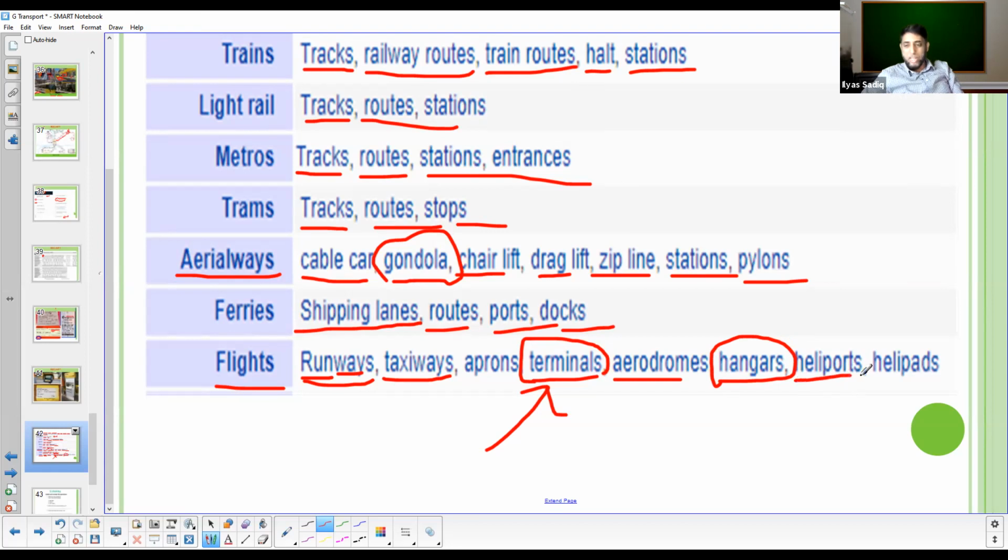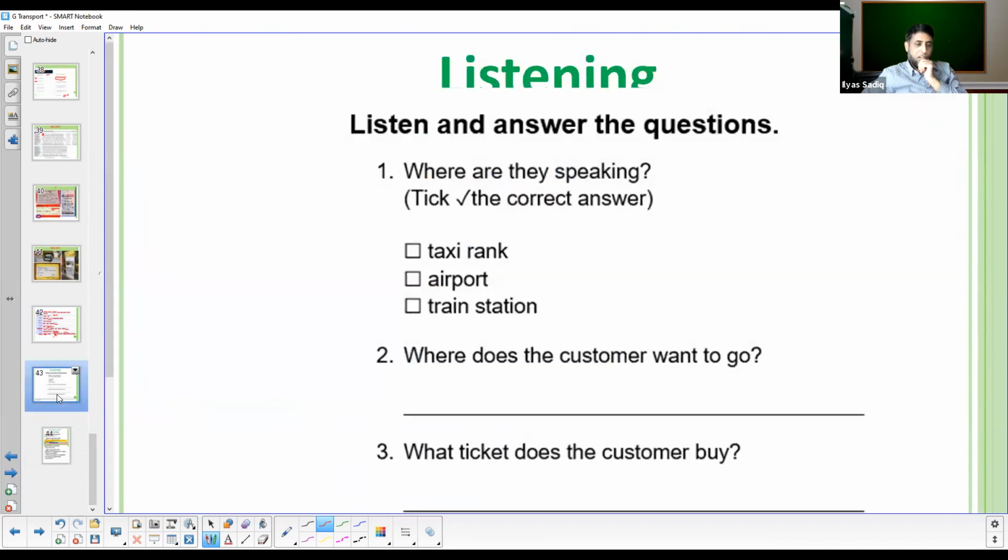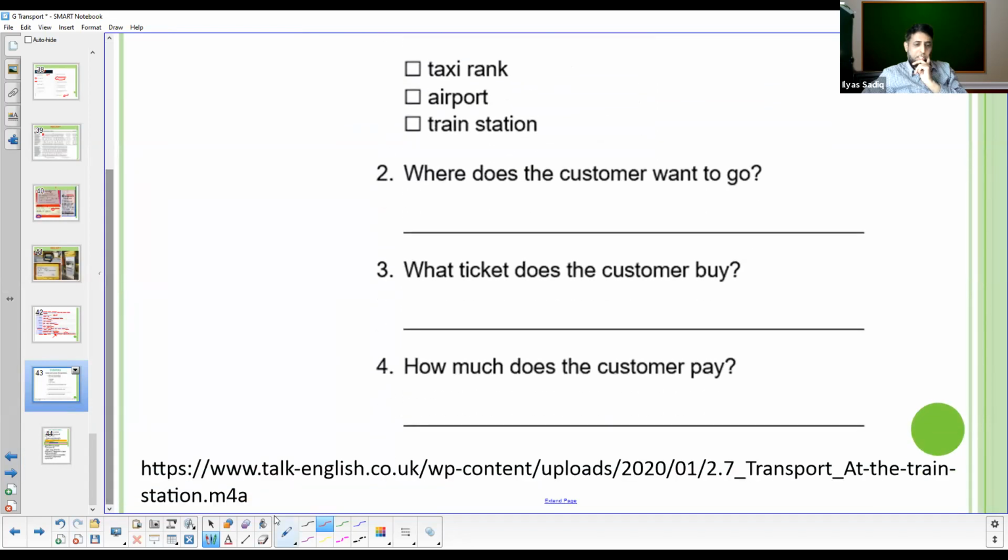Heliports. A heliport is used for helicopters, where helicopters land. That's called the heliports. And helipads are the same thing. All right, we don't go into that detail, but I just want to show you one thing. This is for the deep divers. Oh, last thing that I missed, just a few more minutes and then we'll finish it.